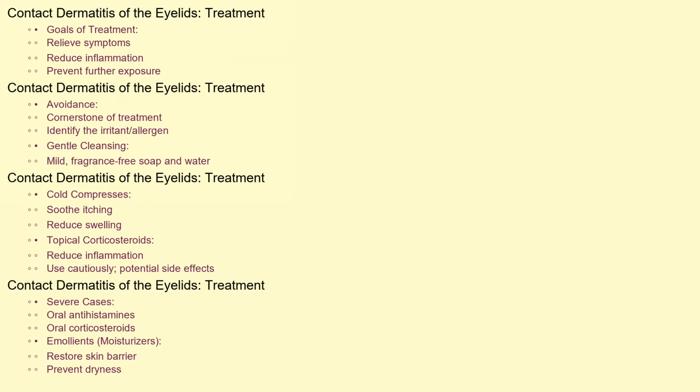Topical corticosteroids, prescribed by a doctor, are often used to reduce inflammation. However, long-term use of topical corticosteroids around the eyes can have potential side effects, such as glaucoma or cataracts, so they should be used cautiously and under close medical supervision. In severe cases, oral antihistamines or corticosteroids may be necessary. Emollients or moisturizers help to restore the skin's barrier function and prevent dryness.